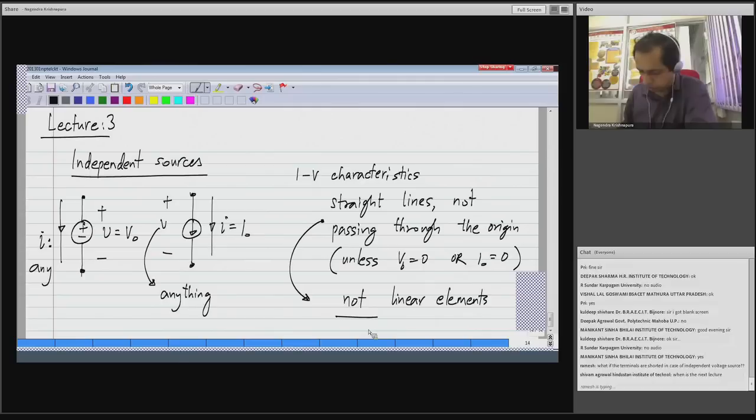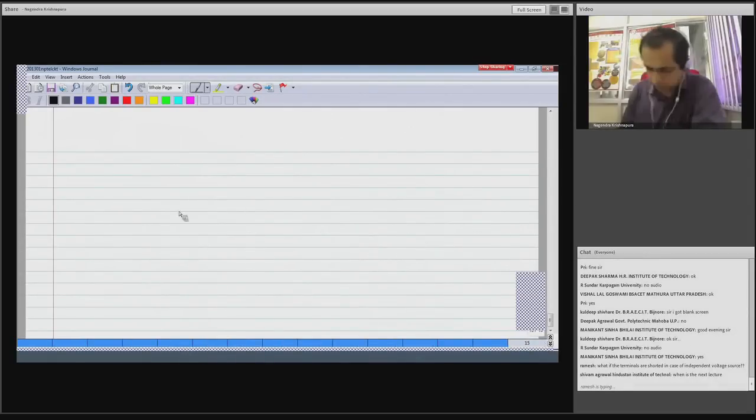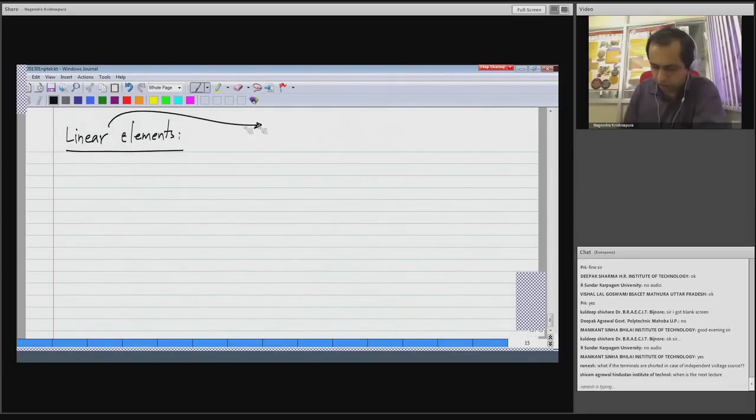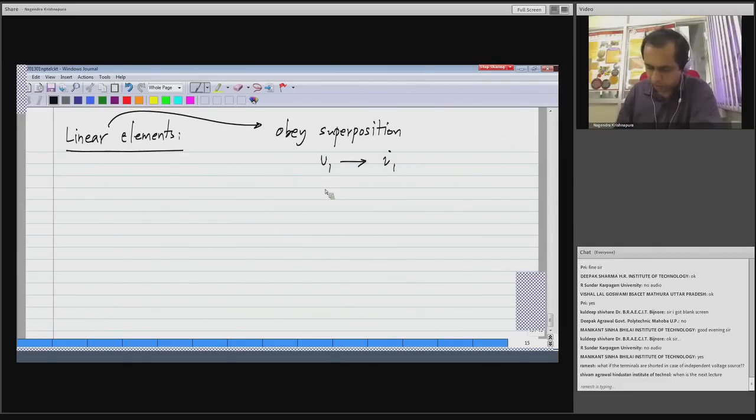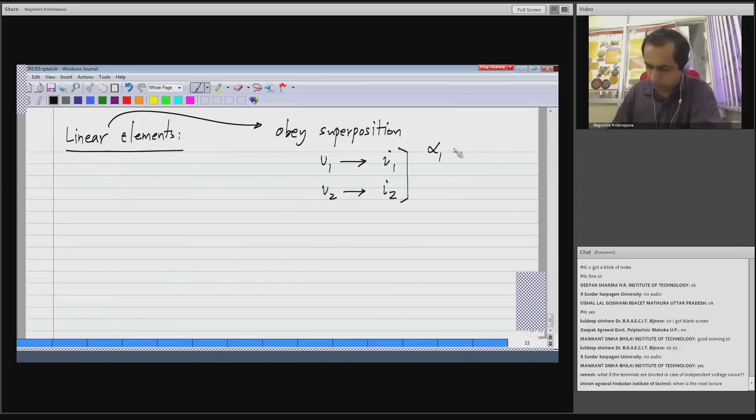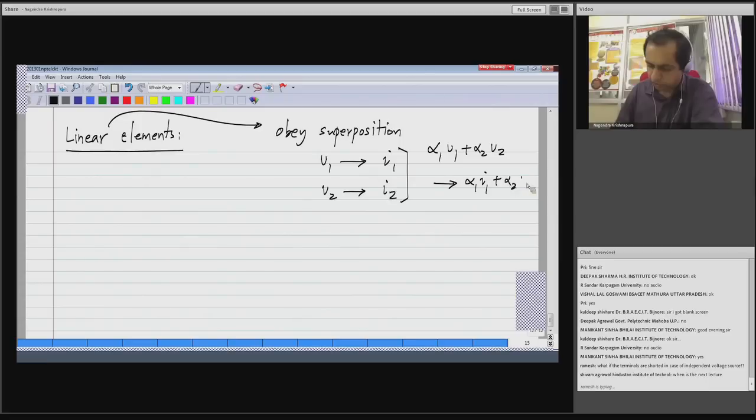In addition to this, we also looked at a certain number of linear elements. This means that they obey superposition. Now, in case of electrical elements, the variables of interest are voltage and current. So, if V1 gives you a current I1, V2 gives you a current I2, then what superposition says is that alpha 1 V1 plus alpha 2 V2 will give you a current alpha 1 I1 plus alpha 2 I2.